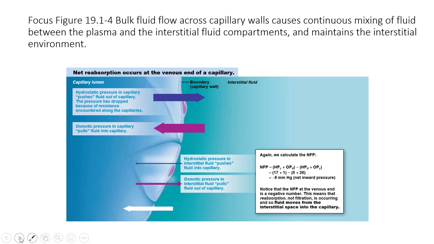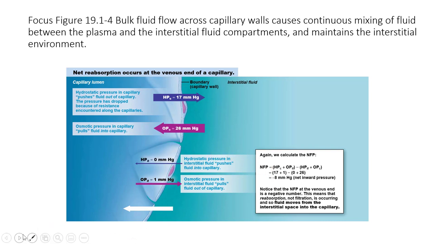So right here we are calculating the net filtration pressure, where the sum of the hydrostatic pressure in the capillary pushes the fluid out of the capillary. The pressure has dropped because of resistance along the capillaries. Together with this, you add the osmotic pressure in the interstitial fluid, which pulls the fluid out of the capillary. Together, they form 17 plus 1 in our example.